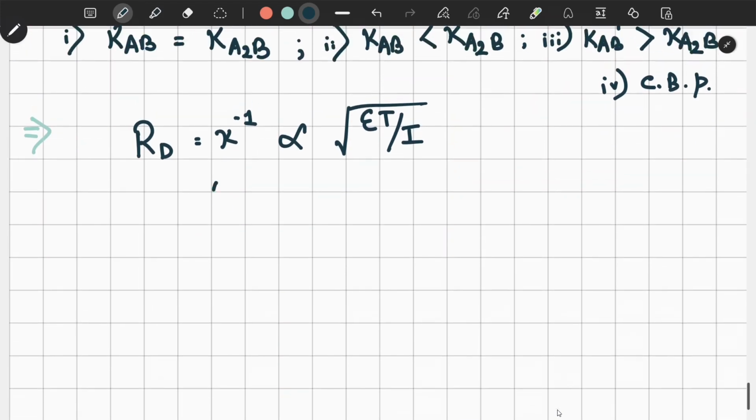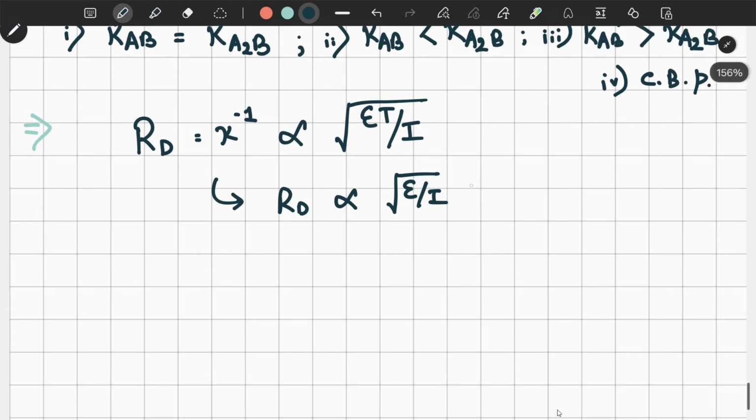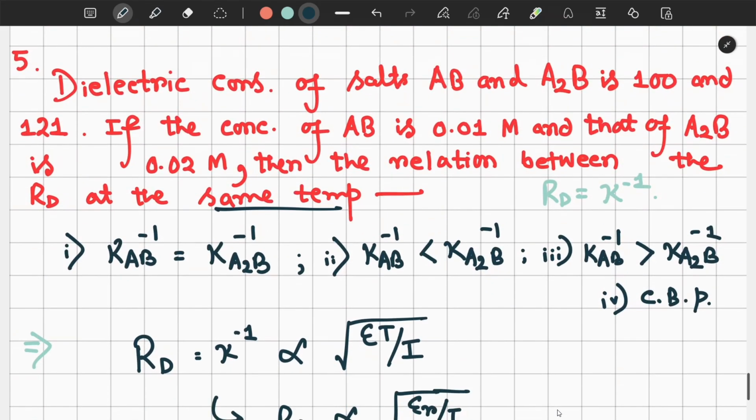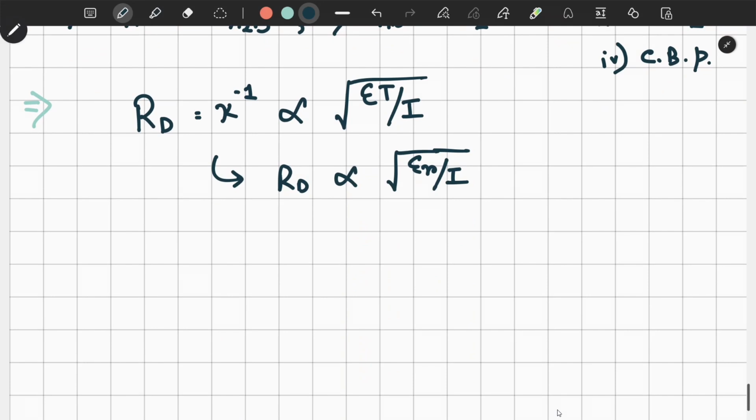So we can write it for our case. In this case, it is root over epsilon by I. And you know this epsilon can be written as epsilon 0 into epsilon r, and epsilon 0 is a constant term. So directly you can write epsilon r by I. Is it clear? Yes. Now the epsilon r is given, 100 and 121, but we have to calculate just this I.